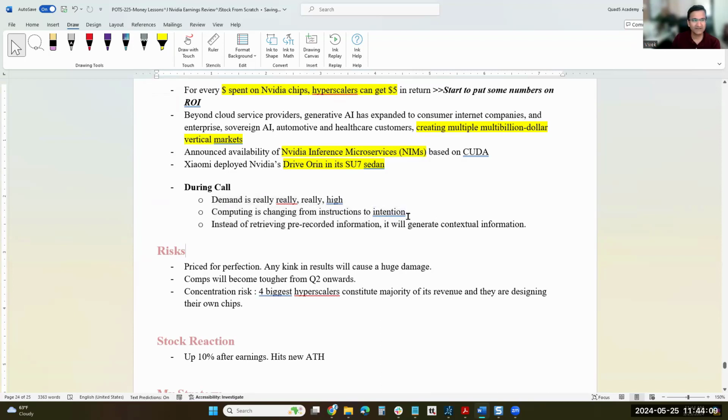Computing is changing from instructions to intention. I think this was specifically from Jensen Huang. Instead of retrieving pre-coded information, we need to generate responses on the fly, contextual responses. I mean, if you look at recent updates from OpenAI or Google I/O, those are amazing. The question is, are they going to generate more profits for the companies? That is yet to be seen.